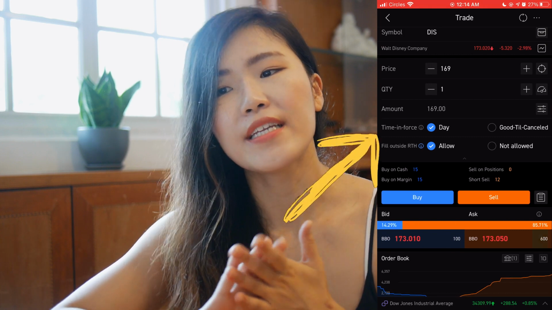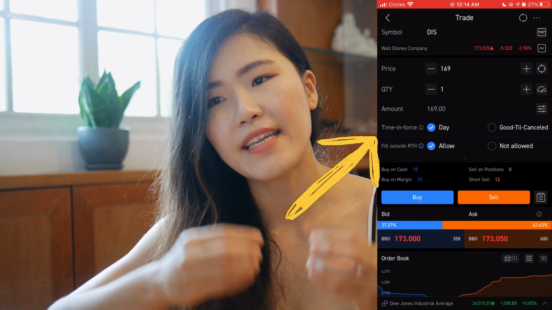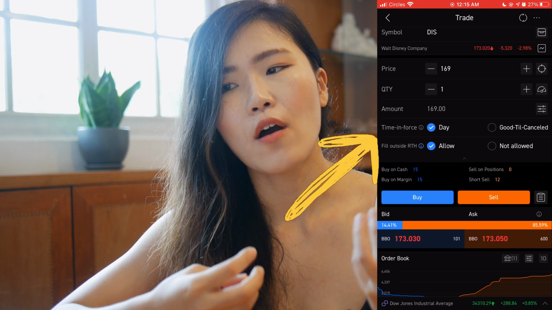Time in force indicates how long an order will remain active until it's executed or expired. In this case, day refers to the day where you place the order, and it will be cancelled automatically once the market closes. Or you can have good till cancelled, which means that Moomoo will buy or sell the stock and it will last till the order is completed or cancelled.